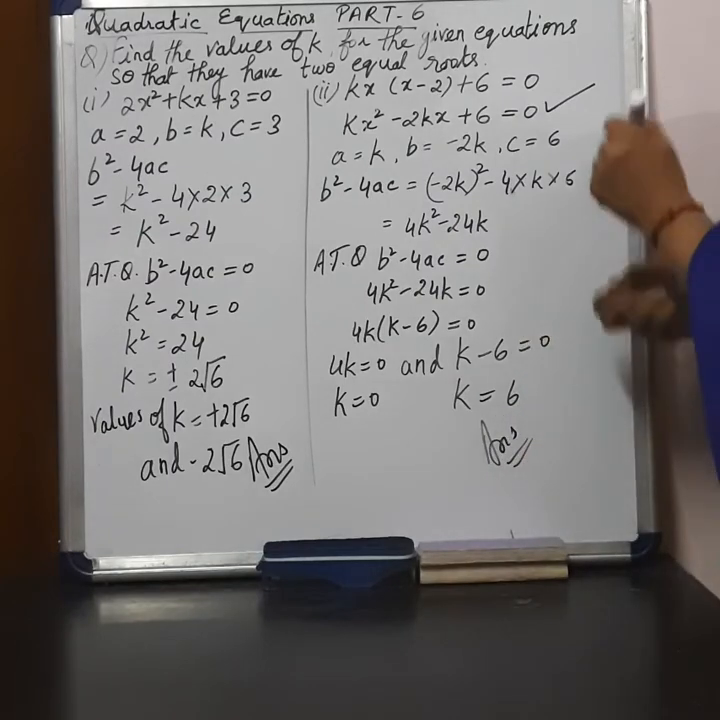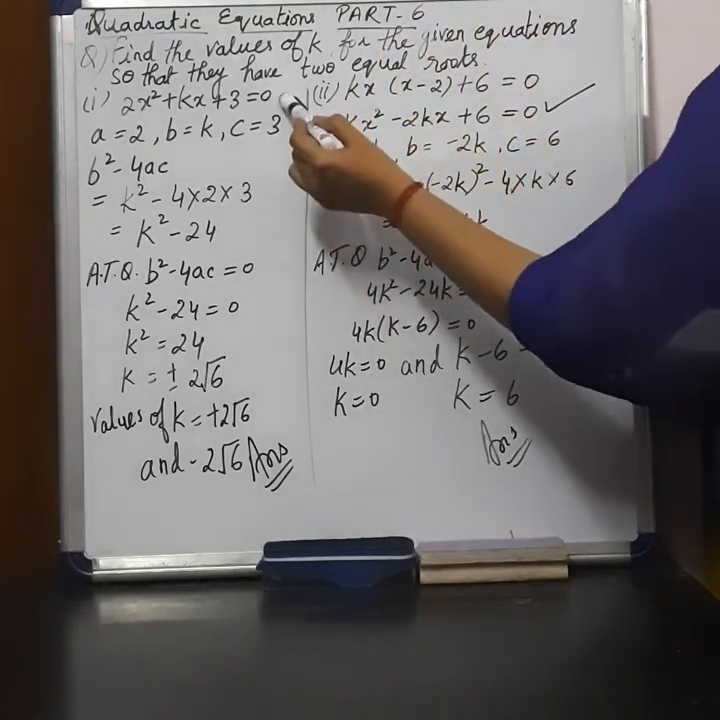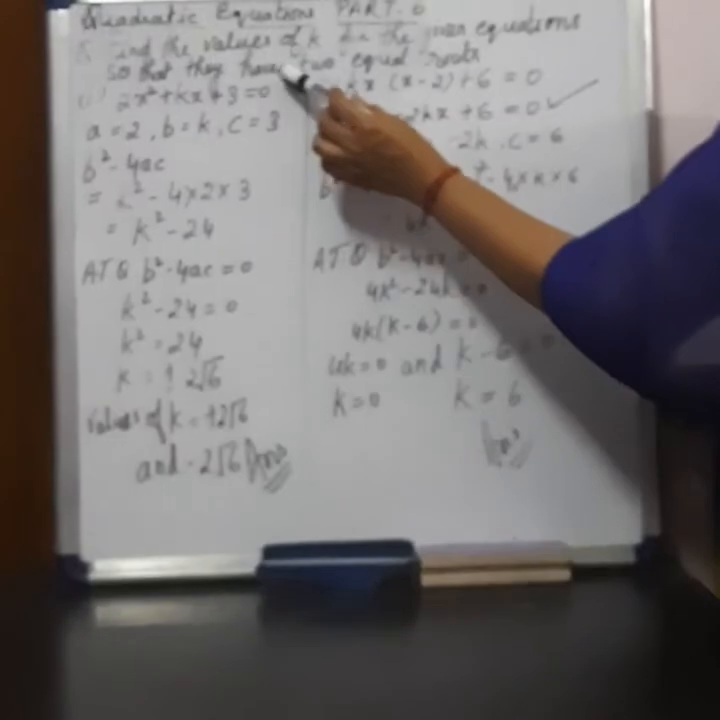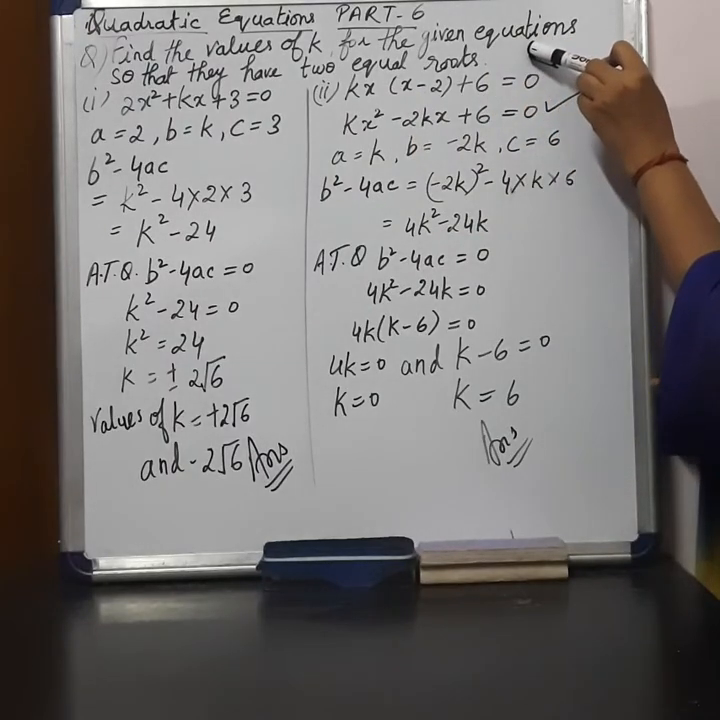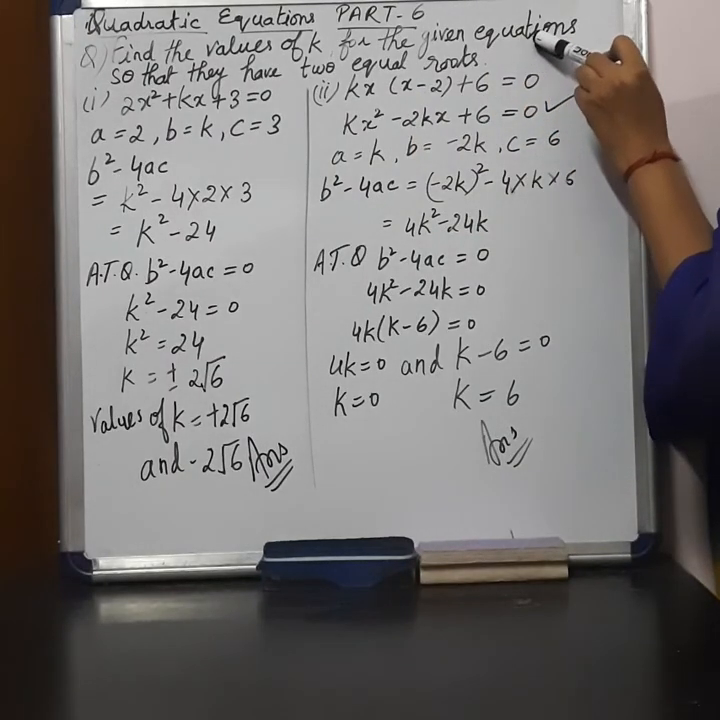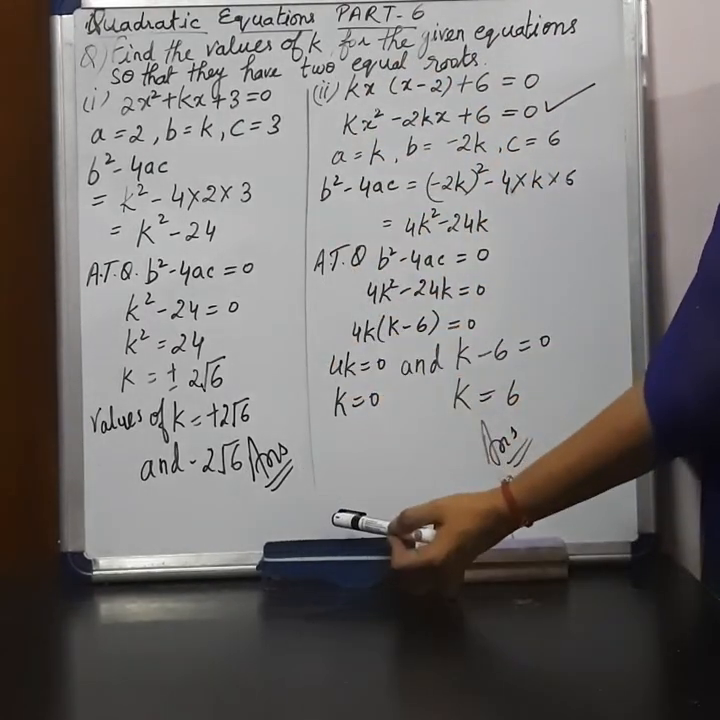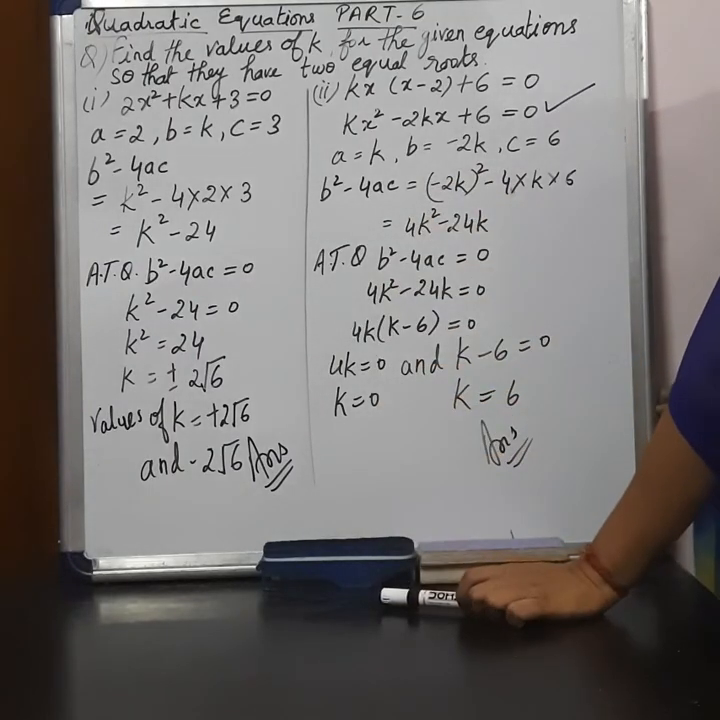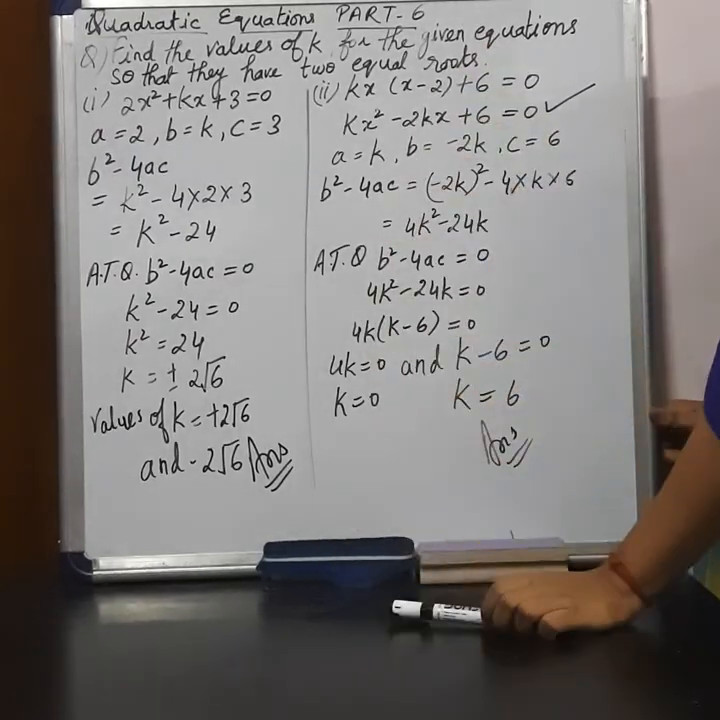So in this way we have solved these equations, and we have found the values of k when the condition is given that they have two equal roots. Whenever you have these types of conditions in the question and you have to find the values of k, then you will apply the conditions of the nature of the roots. So these were the concepts of quadratic equations. Now we will practice the sums properly, and we have completed part 6 of quadratic equation. Thank you.